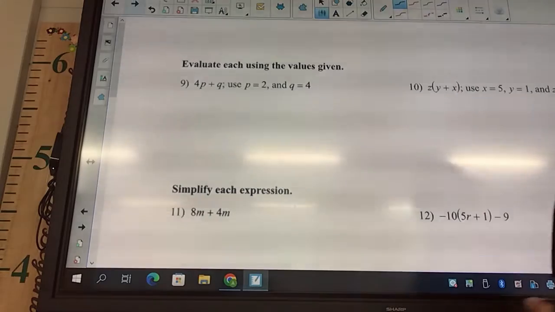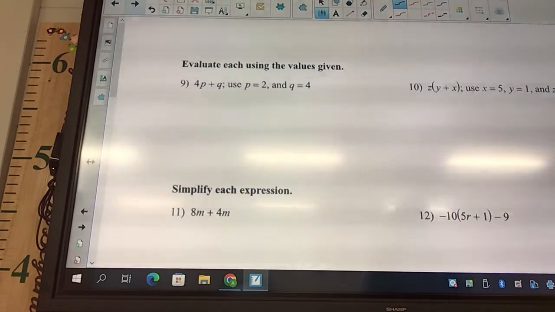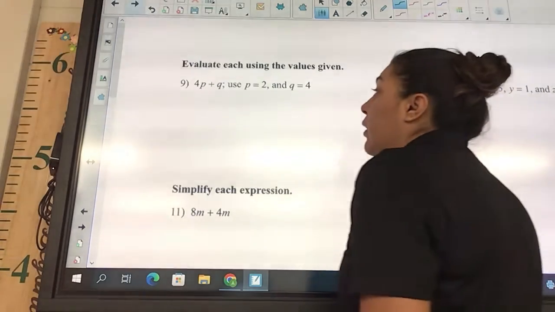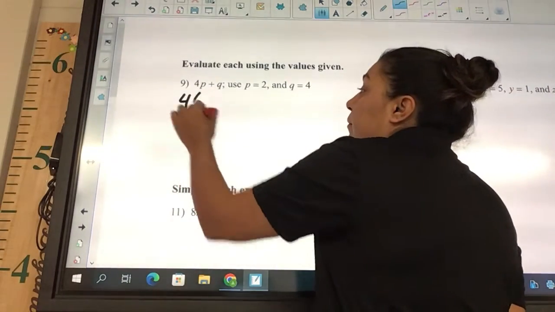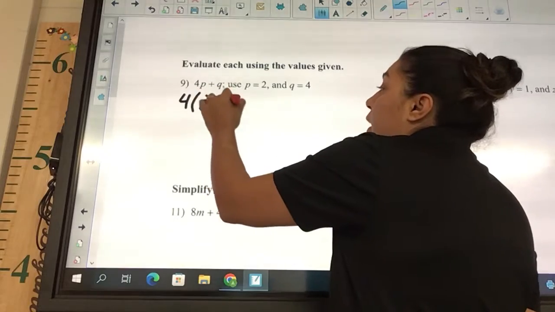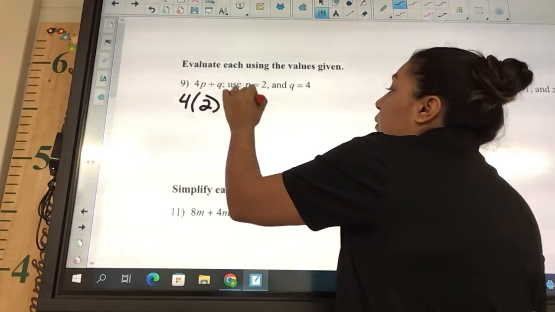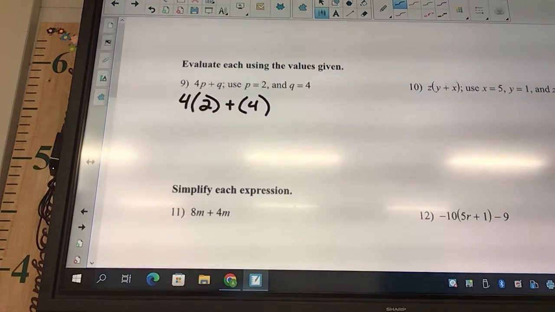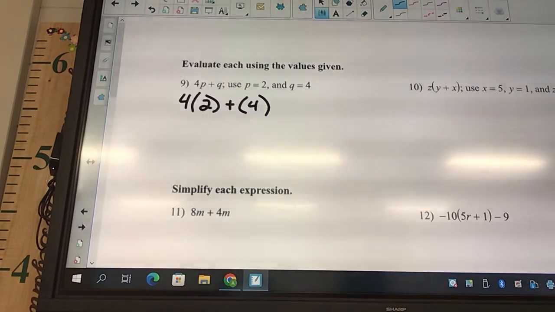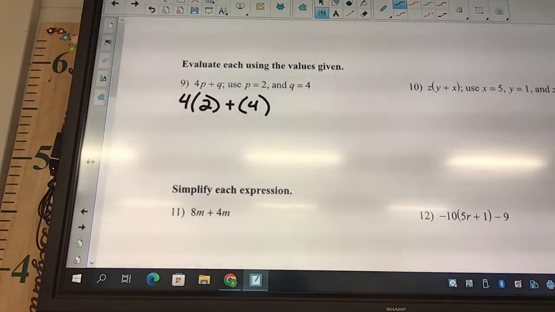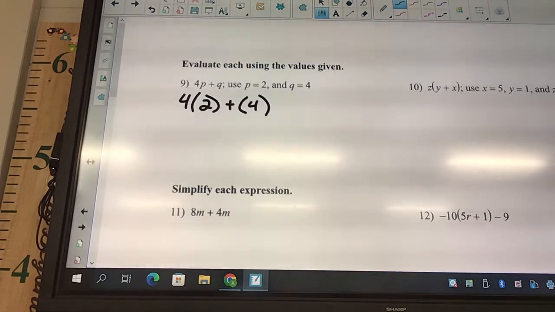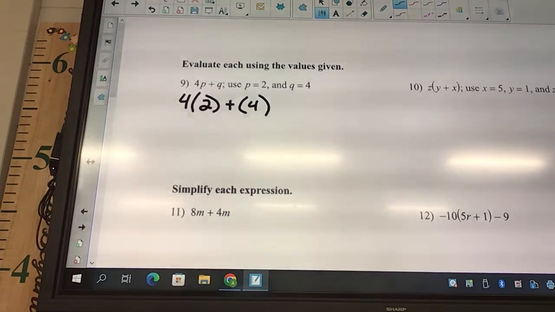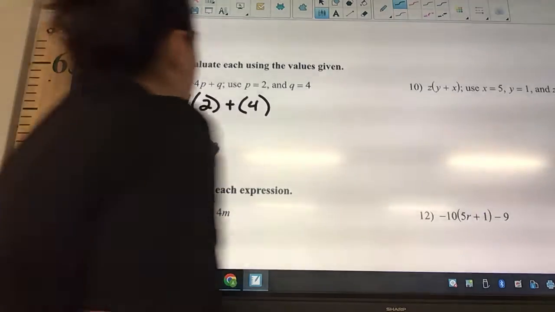Okay, evaluate each using the given value. So evaluate means solve all the way. So we got 4. What is P? 2 plus Q, which is 4. Okay, and then you go through your PEMDAS again. My suggestion to you would be everywhere there's a letter, you need to be using parentheses and plug in that number. So 4 times 2, 8 plus 4, 12.